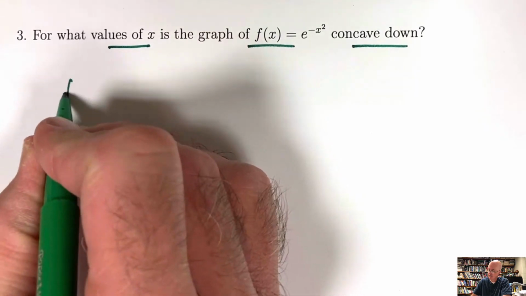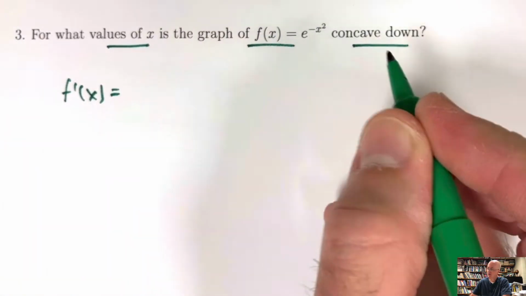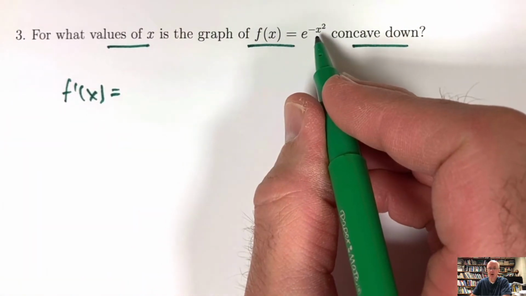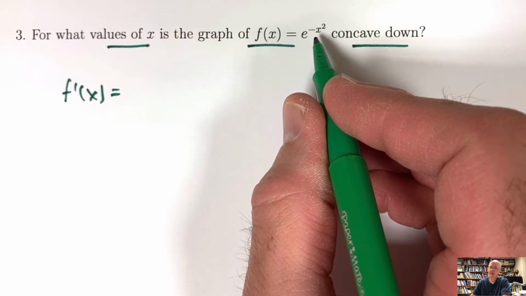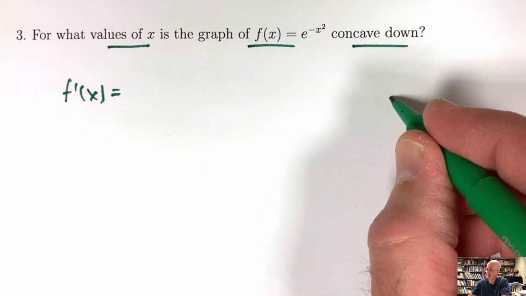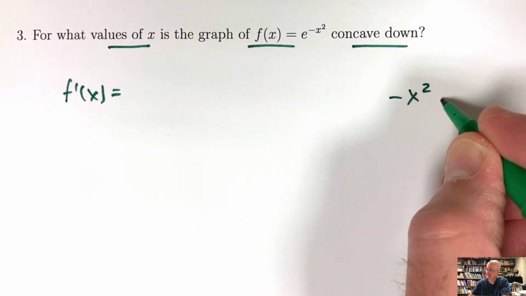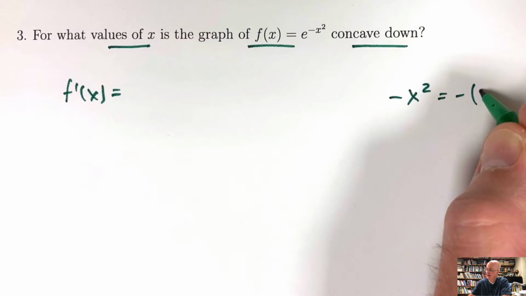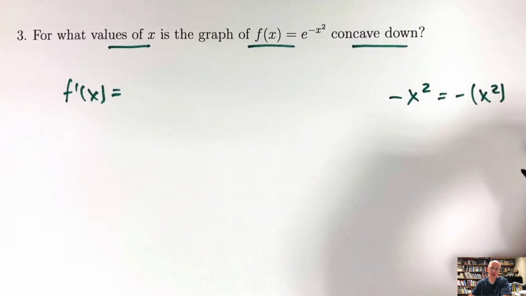So the derivative here, first use the chain rule, e to the negative x squared. What's the inside function? What's the outside function? The inside function is negative x squared. By the way, when you see the expression negative x squared, it's understood that you do x squared first and then multiply by negative 1.